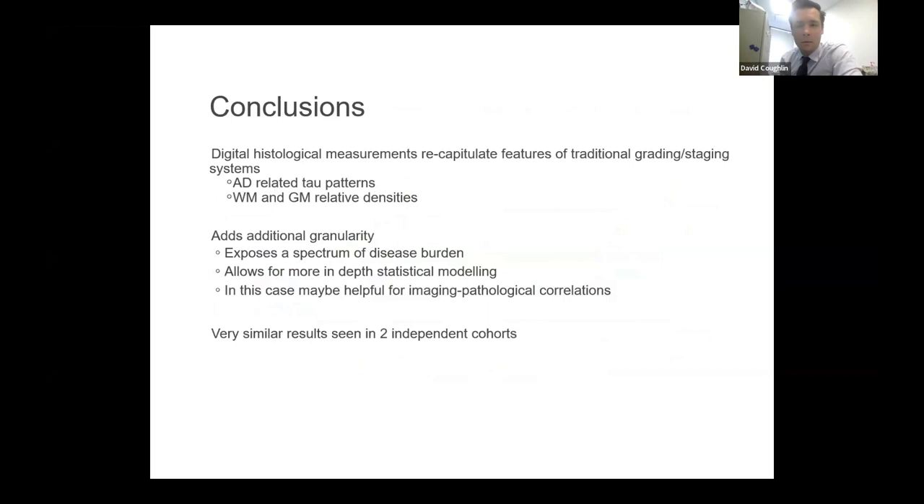So from this study, what we felt was that we were very encouraged. We felt like the digital histology measurements were recapitulating these features that are well described in traditional neuropathologic literature.